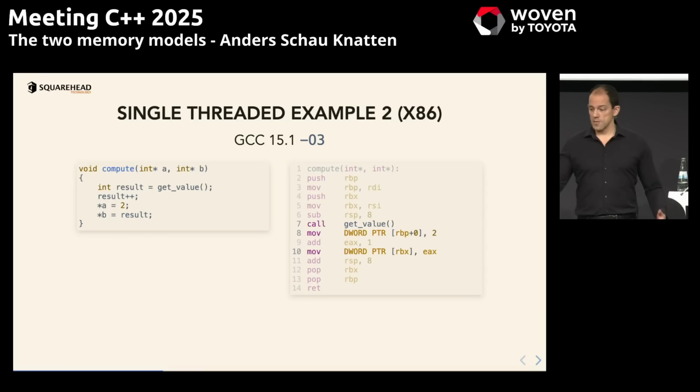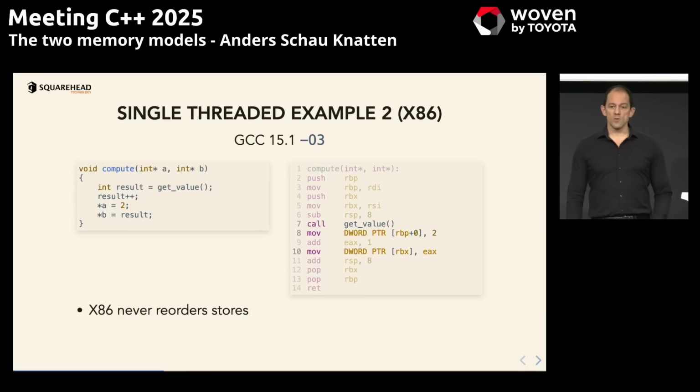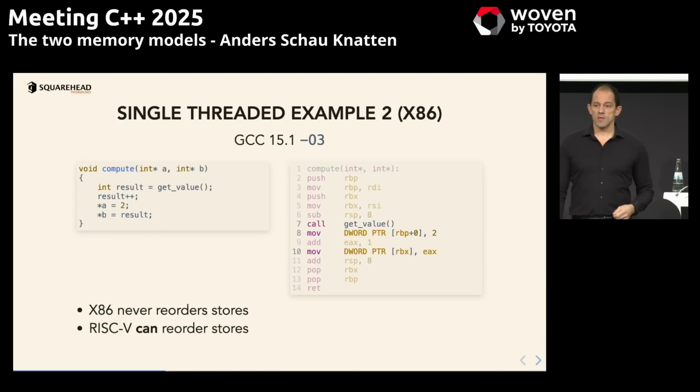And the reason it can safely do this without putting any more careful instructions in here is the compiler knows that x86 will never reorder stores. If stores are in an order in your program, that's the order they will be run on the CPU. RISC-V can reorder stores.